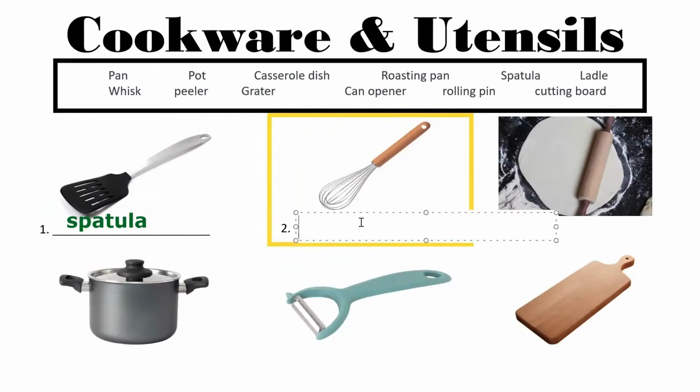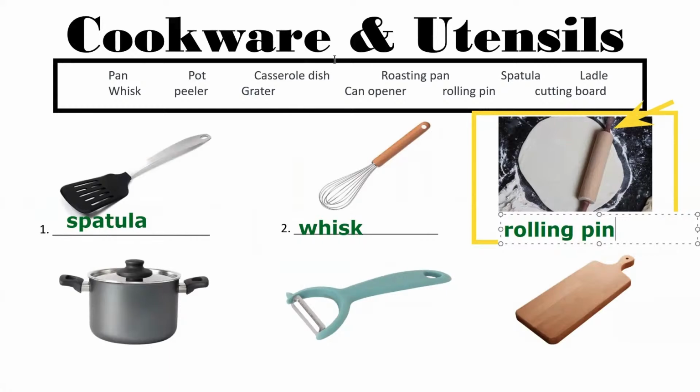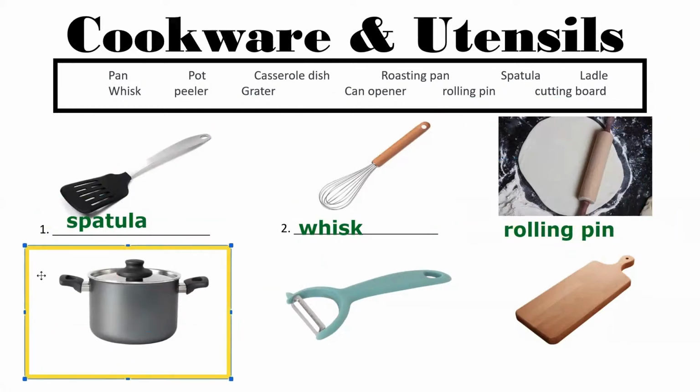Okay, I hope you said whisk. This is a whisk. And our next one, we can see that we're using it right here to flatten out this dough. So we call this a rolling pin. Rolling pin. Perfect. And off to the bottom, we would call this a pot. Pot.